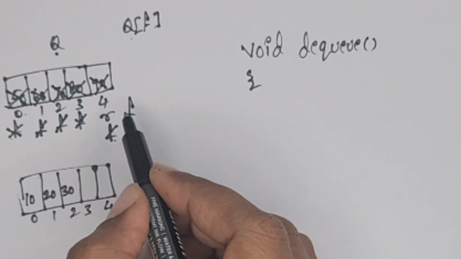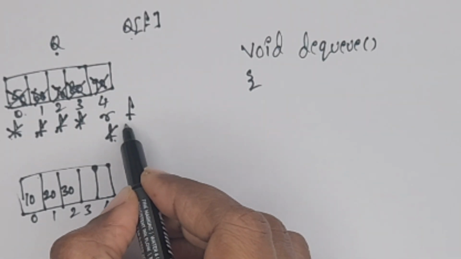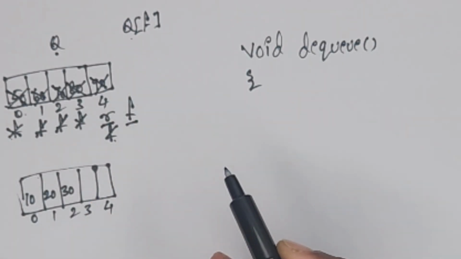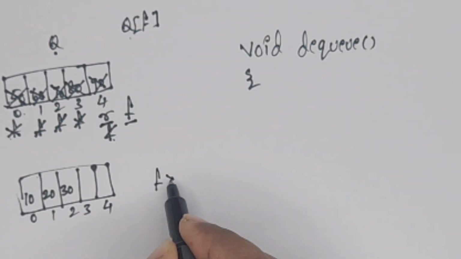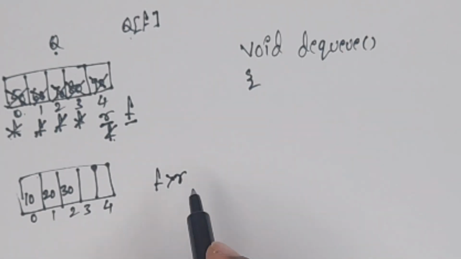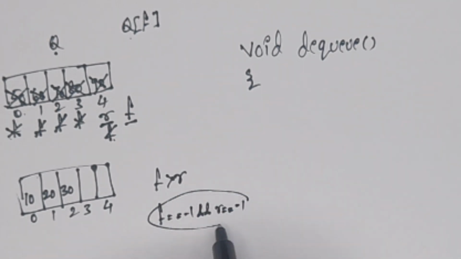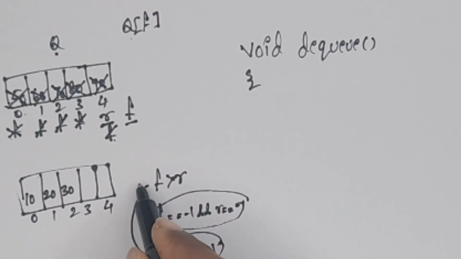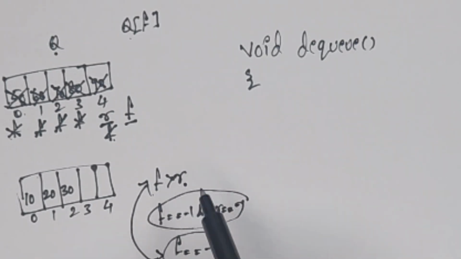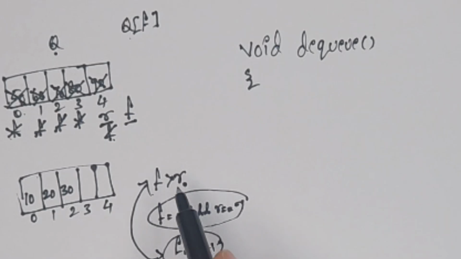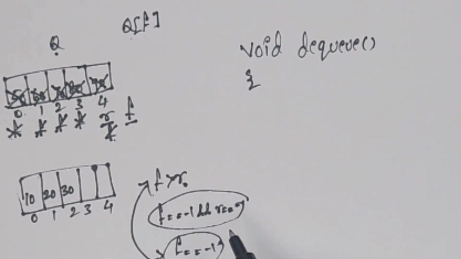So how can we write the condition? How to check? One condition is if front is greater than rear, it is empty. Another is if front equals minus 1 and rear equals minus 1, or you can check if front is minus 1, it means it is empty. So these two conditions we have to write. Front greater than rear means it is empty. Front is minus 1, there is no front element, so the queue is empty. If any one condition is true, the queue is empty.